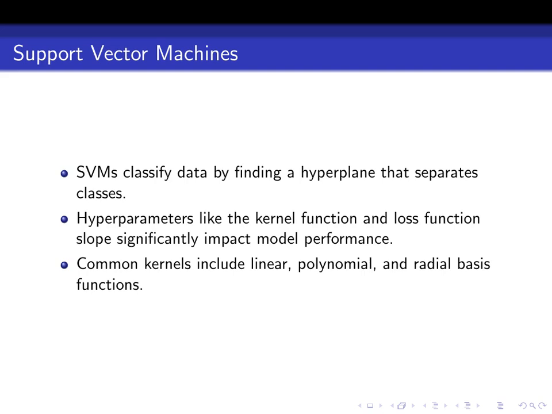Support vector machines, or SVMs, offer another approach to classification by finding a hyperplane that separates classes. Hyperparameters like the kernel function and loss function slope significantly impact SVM performance. Common kernels include linear, polynomial, and radial basis functions.